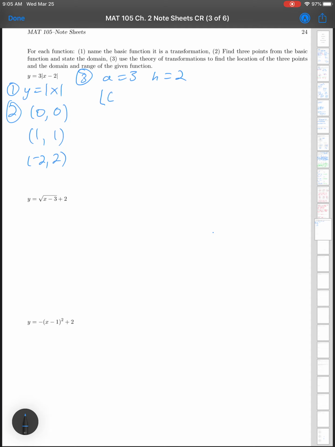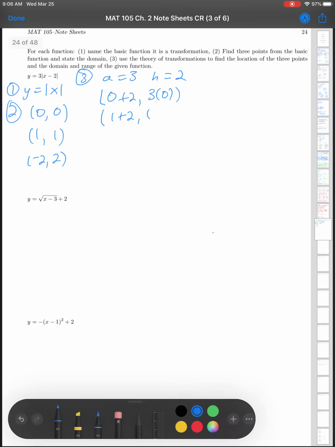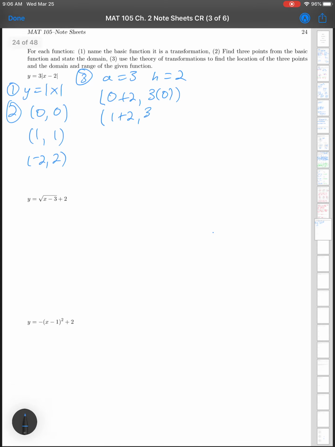In this case, a is 3 and h is 2. So our new ordered pairs would be (0 plus 2, 3 times 0), (1 plus 2, 3 times 1), and then last but not least, (-2 plus 2, 3 times 2). So our new ordered pairs would be (2, 0), (3, 3), and (0, 6).